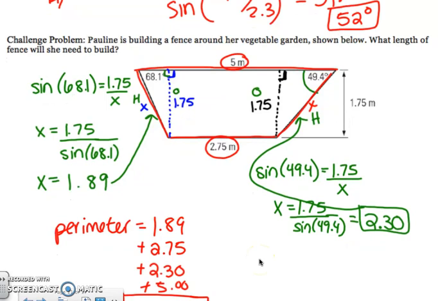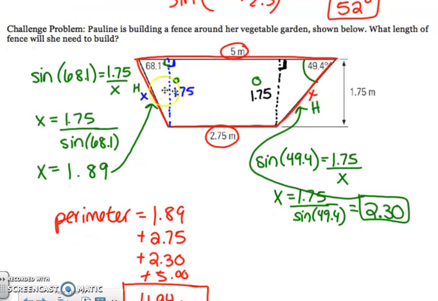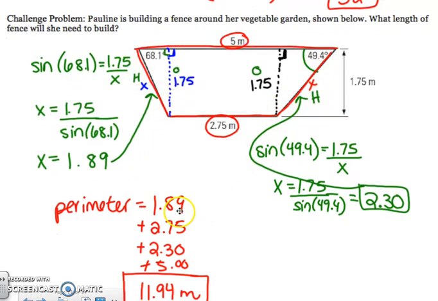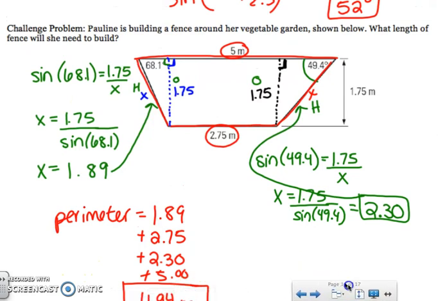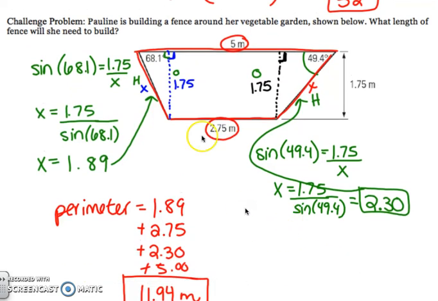Now if I mess up there, let me know. Otherwise, this piece was 1.89 and this piece was 2.30. I added those back to my 2.75 and my 5 meters, and got that I should buy around 12 meters of fence to cover that garden. Again, that's a challenge problem. Basically, if you can draw a right triangle in something and find a length, that's where it's going to get tricky. So let me know if you have any questions. Otherwise, you can practice. Thanks for watching.